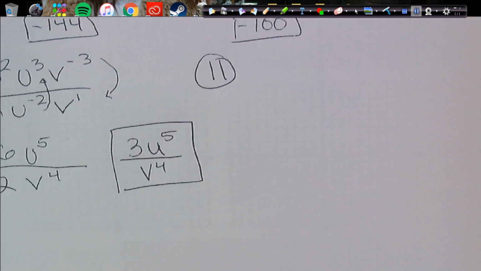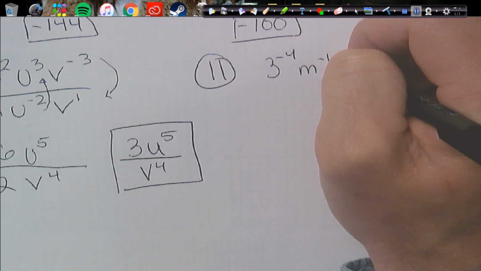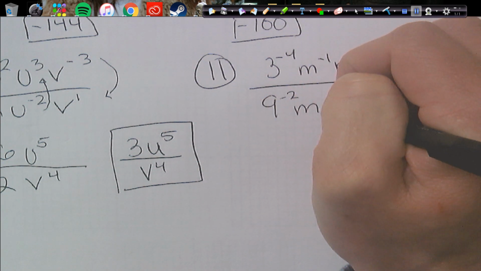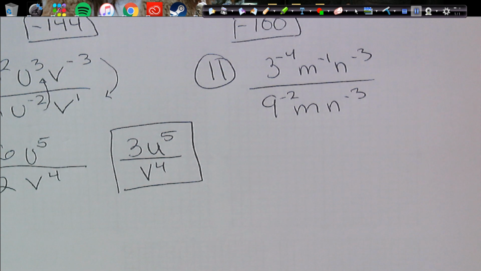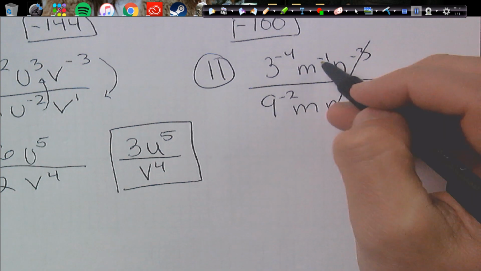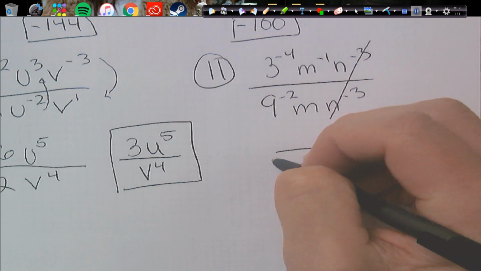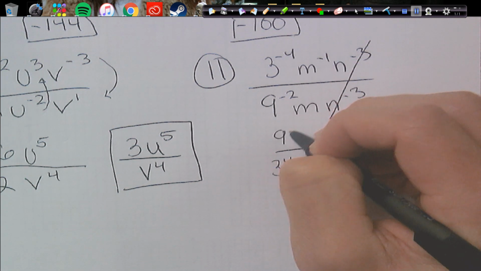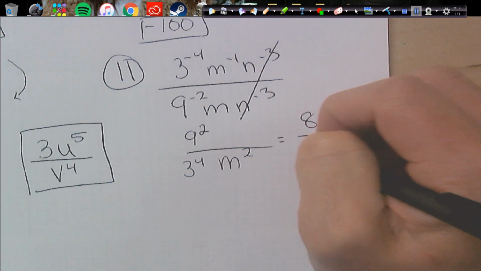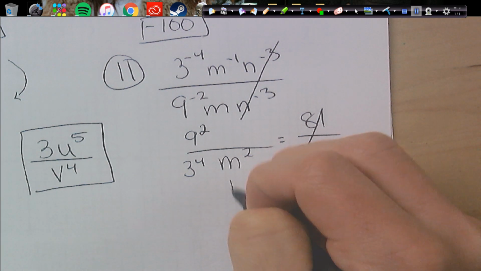Number 11. We get 3 to the negative 4 power, m to the negative 1 power, n to the negative 3rd power, over 9 to the negative 2 power, m and n to the negative 3rd power. The negative 3's on the end, they're the exact same, so they can cancel. This m is going to come to the bottom to give me m squared on the bottom. 3 to the negative 4 is going to go to the bottom here. This is going to come on to the top. 9 squared is 81. 3 to the 4th power is also 81, so those will cancel. And I'm left with 1 over m squared.